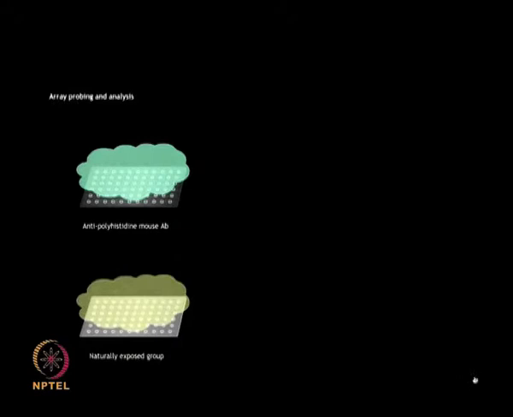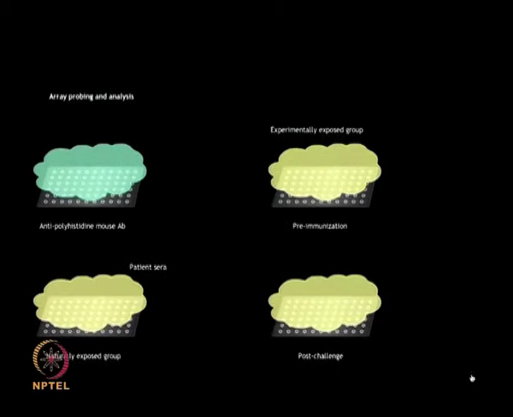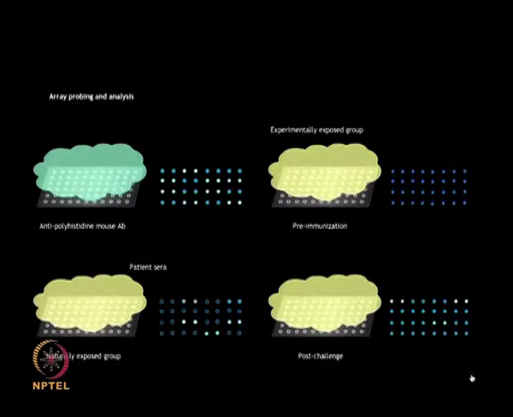These arrays were probed with serum samples from patients who had been naturally exposed to Plasmodium falciparum and who were experimentally exposed by means of radiation attenuated Plasmodium falciparum. Authors successfully identified 72 highly immunoreactive protein antigens as well as 56 previously uncharacterized antigens that were serodominant. The study has shown some of the newly identified targets can serve as potential vaccine targets.